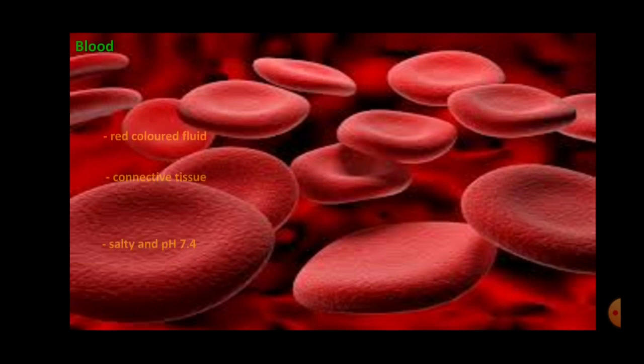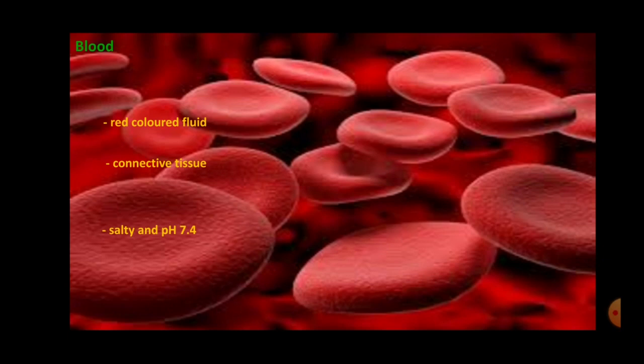Now we will study about the blood. Blood is a red colored fluid material. It is a type of connective tissue, and the blood is actually of two types, you can say, the oxygenated blood and the deoxygenated blood. Oxygenated blood has oxygen and deoxygenated blood does not have oxygen. The blood is slightly salty in taste and its pH is 7.4.